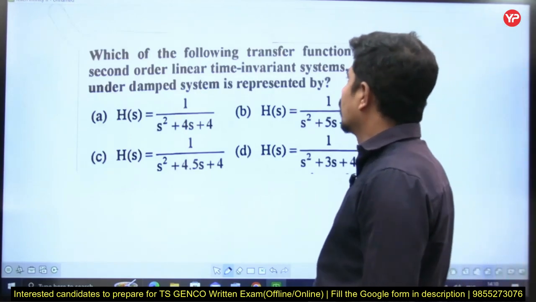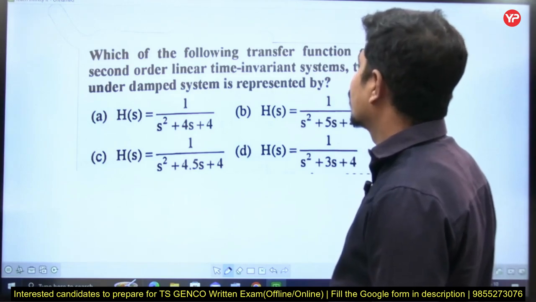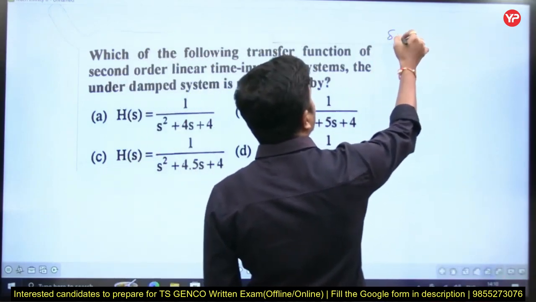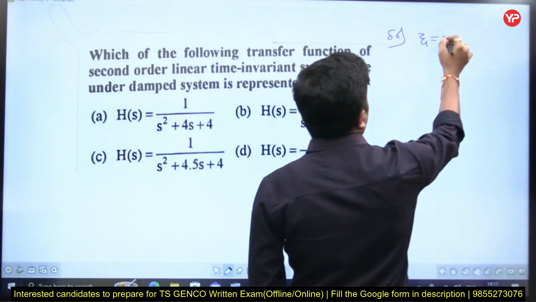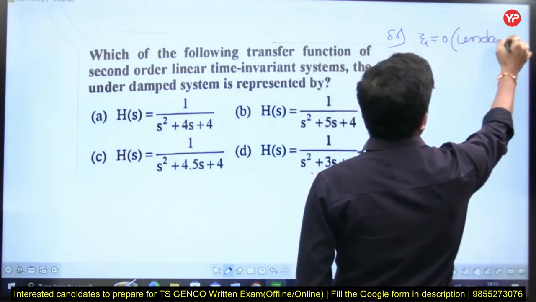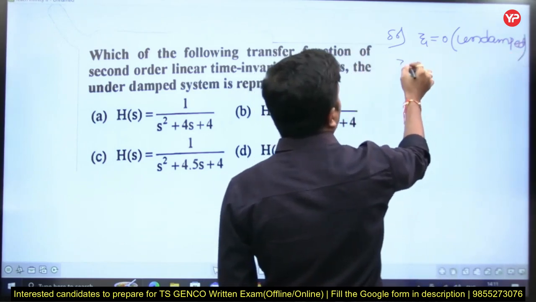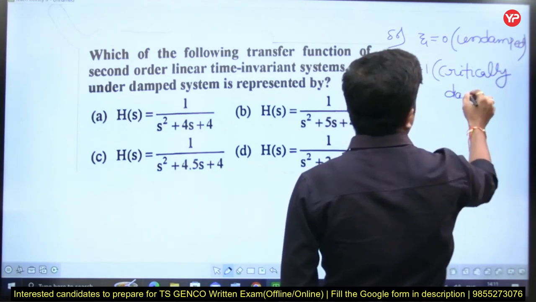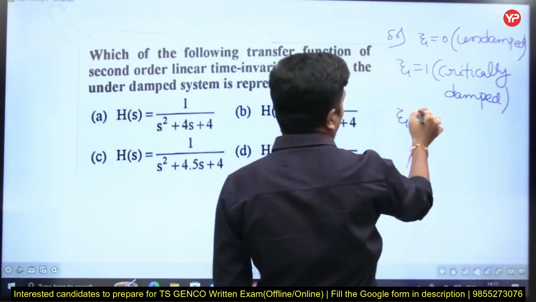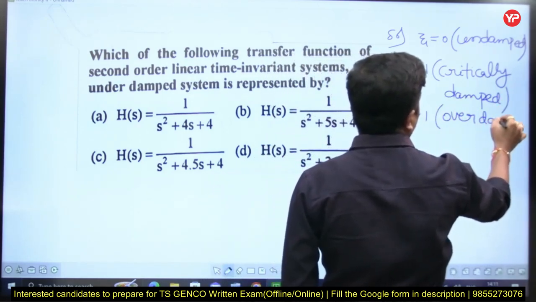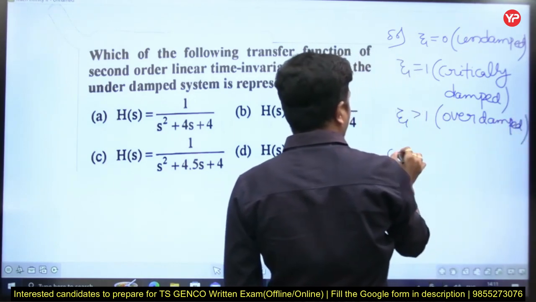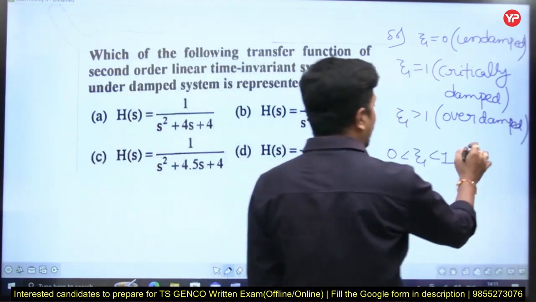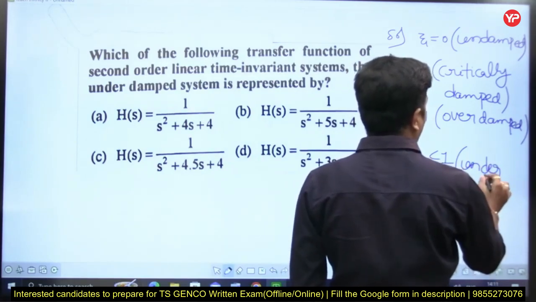Which of the following transfer functions of a second order linear time invariant system represents the underdamped system? See, what is the classification of the systems? Zeta equal to 0 is undamped, no damping. Zeta equal to 1 is critically damped. Zeta greater than 1 is overdamped. 0 less than zeta less than 1, that is greater than 0 but less than 1, is called underdamped.